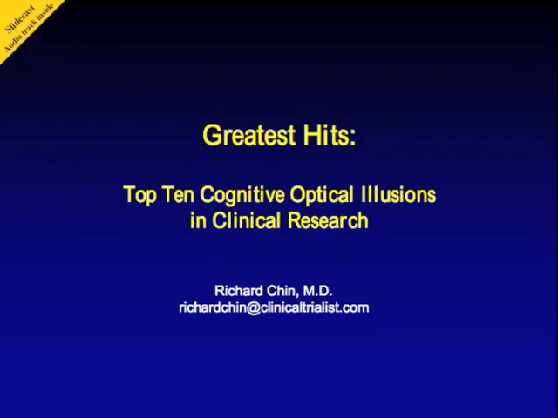This is a presentation on optical illusions in clinical research. These are instances where you look at the results of a clinical study, and initially they seem to be saying one thing, but when you really examine it carefully and think through it, it turns out that they're saying something quite different. In fact, in some instances, the opposite of what they initially seem to be saying.